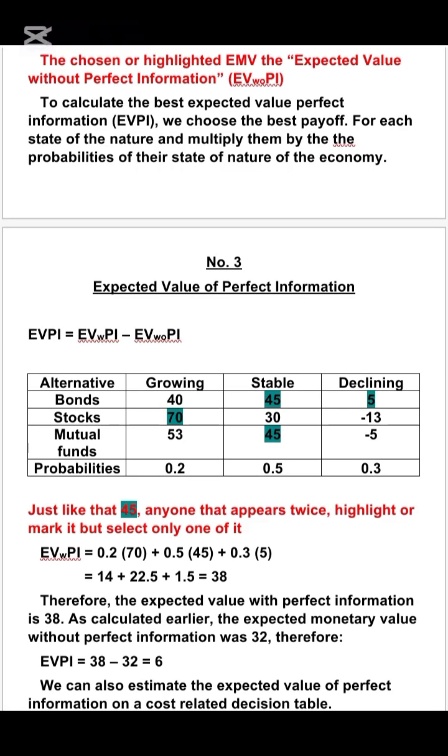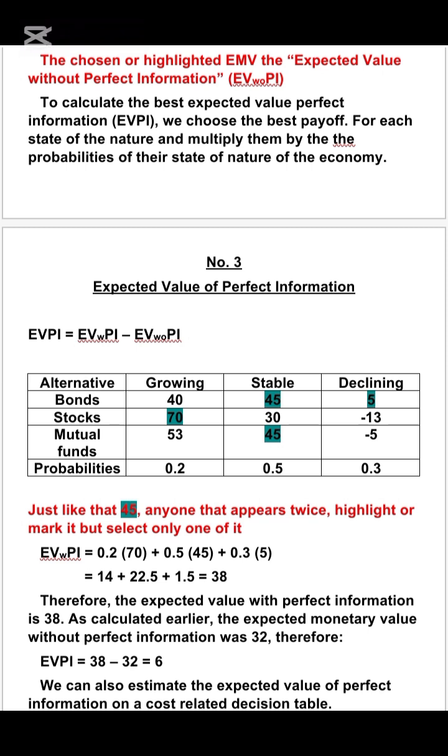Now for expected value with perfect information, you look at the table again without that EMV column. You check the highest in each column, not row: growing column, stable column, and declining column. And you multiply each of them by its probability. The first one is 70, out of 40, 70, and 53, so it is multiplied by 0.2. The second one was 45, multiplied by 0.5. The third one is 5, not minus 13, because 13 has a minus sign. A number with a positive sign will always be bigger. Things with a negative sign, that minus sign, operate oppositely.